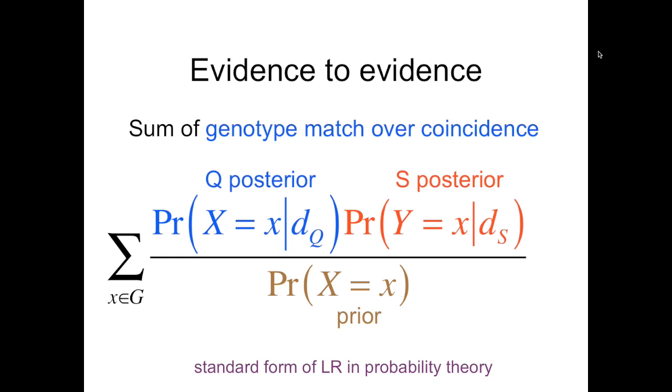And it's important to point out, as I say in the bottom, that this summation or integral, if they're continuous variables, of a product of two probabilities divided by another probability, the posteriors divided by the prior, is the standard form of the likelihood ratio in probability theory. If a textbook on measure theory or information theory is devoting a few paragraphs to the likelihood ratio, this is their starting point, not their ending point. And that brings forensic science into conformance with the rest of science.